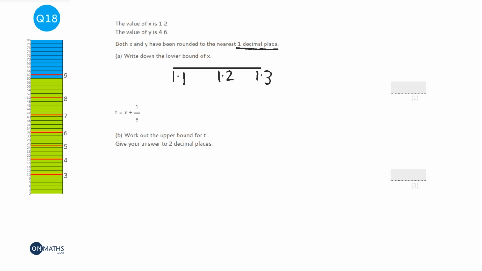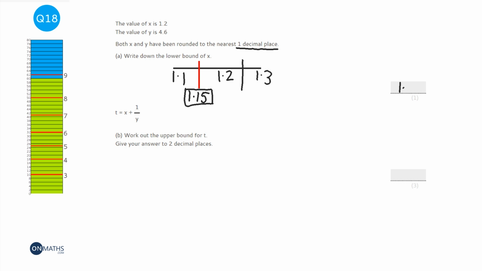So the next thing to ask yourself is, where's the cutoff point? What stopped it from being 1.1? Why did it round to 1.2? So the lowest it could be is halfway between those two numbers, which is 1.15. So that is our lowest bound, lower bound. The upper bound, the higher bound, would be here, which would be 1.25, but we're not asked for that.